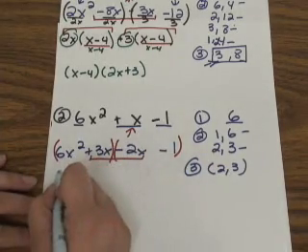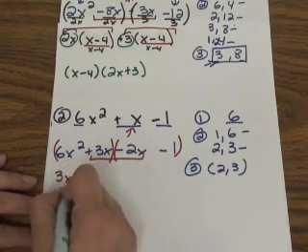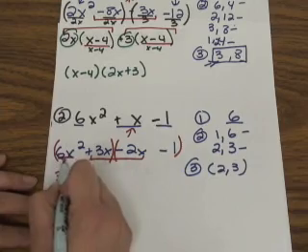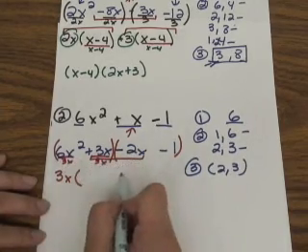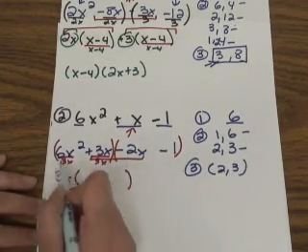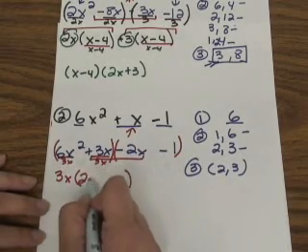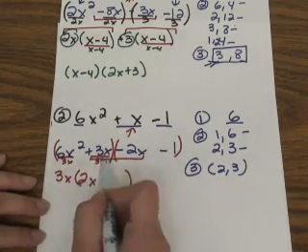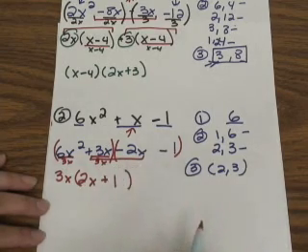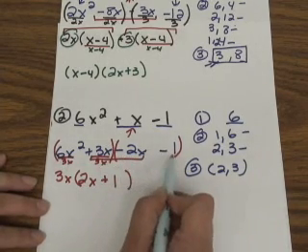In the first set, 6x squared plus 3x, they have the term 3x in common. After I divide 3x into both terms, I can see what's going to be left inside my parentheses. 6x squared divided by 3x leaves me with a 2x. And 3x divided by 3x leaves me with a positive 1.